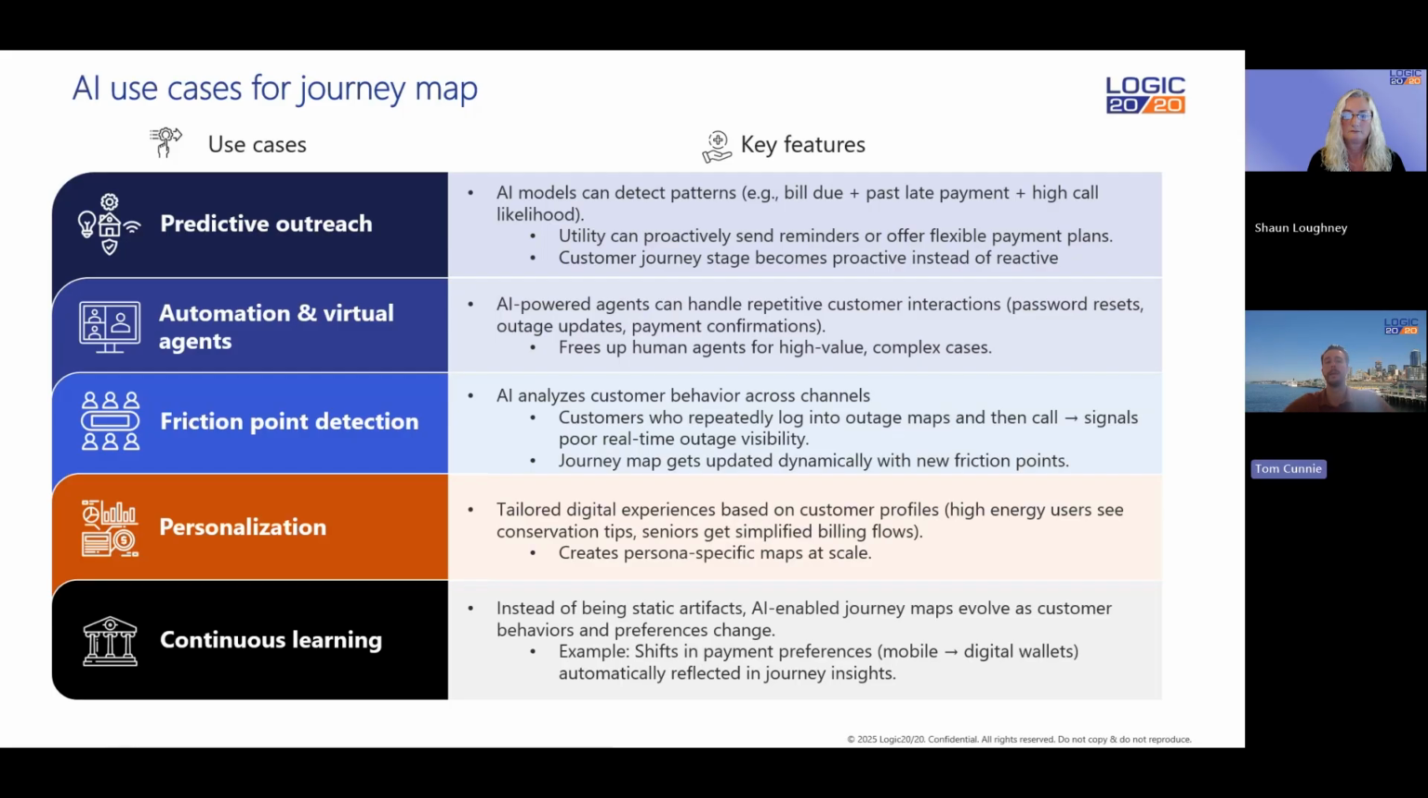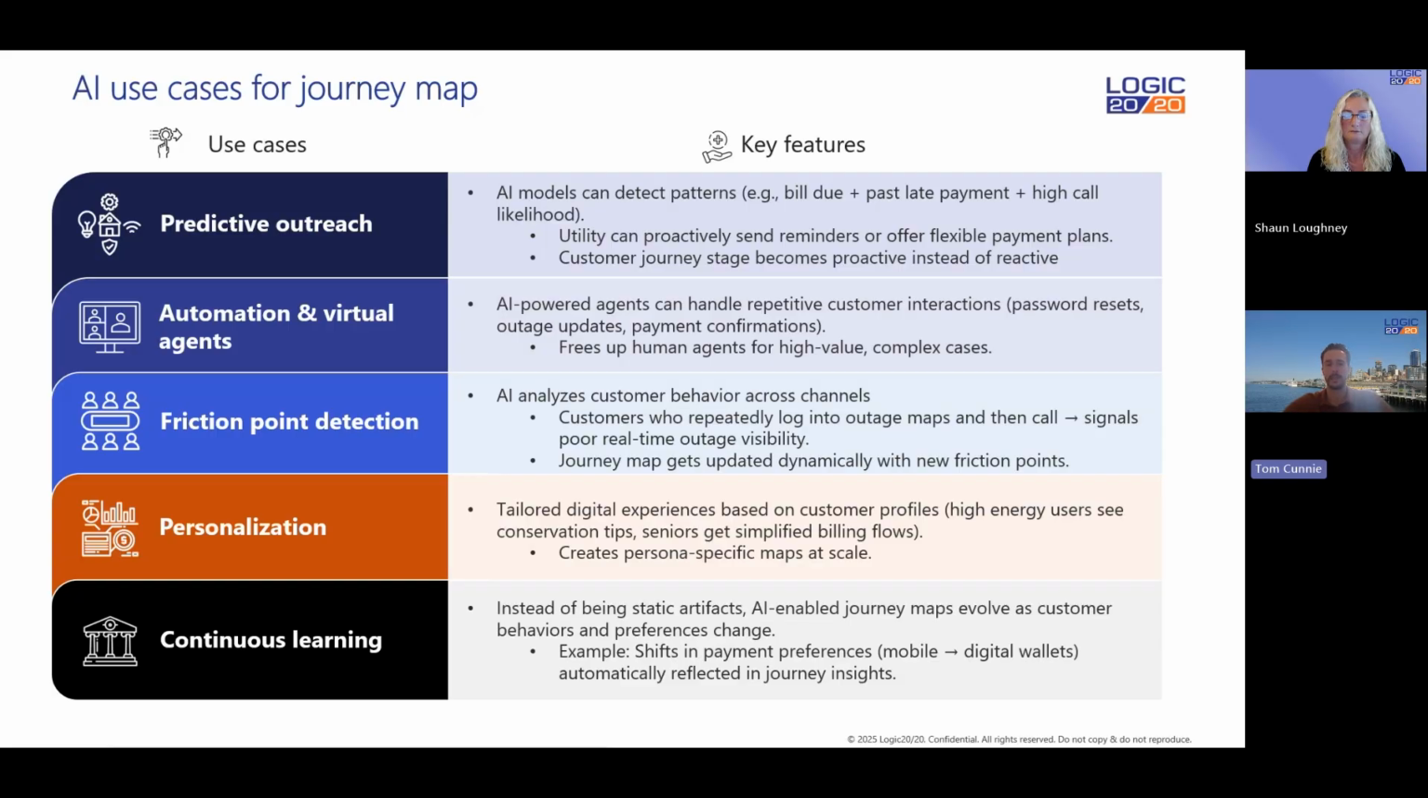Third, we have friction point detection. Traditionally, we only learn about pain points when customers complain or after metrics dip. That's reactive. AI flips this model by analyzing behavior across channels. For example, if customers repeatedly log into the outage map, then still end up calling the contact center, AI recognizes the pattern and flags that specific journey stage as a friction point. Suddenly, those maps aren't historical artifacts. They're living diagnostics that highlight issues in near real time.